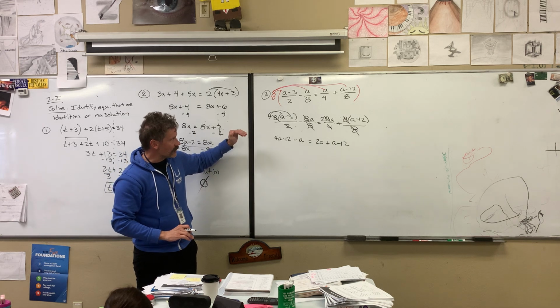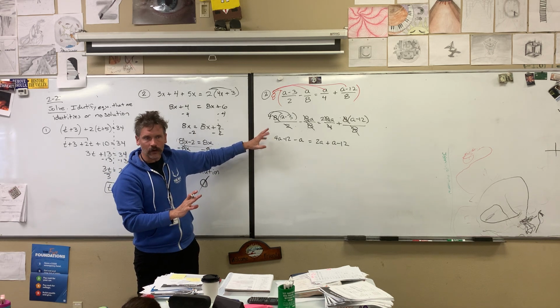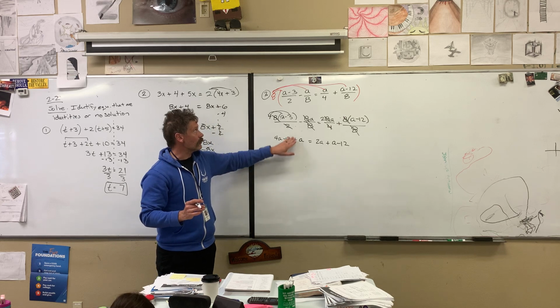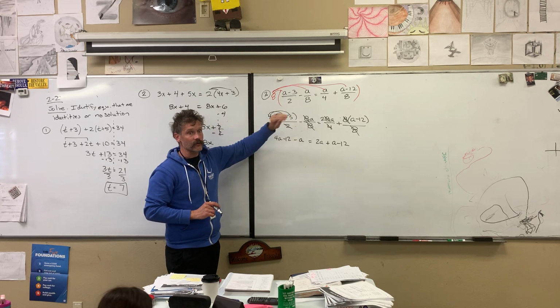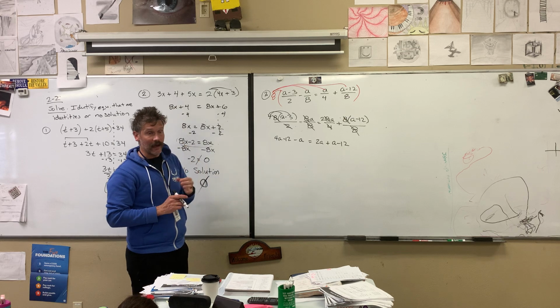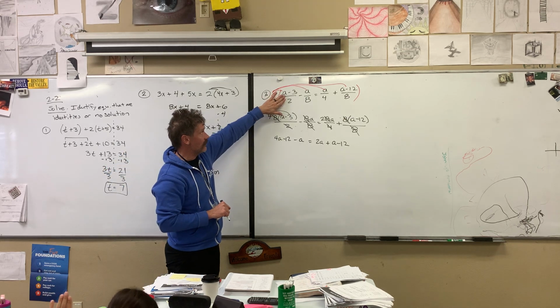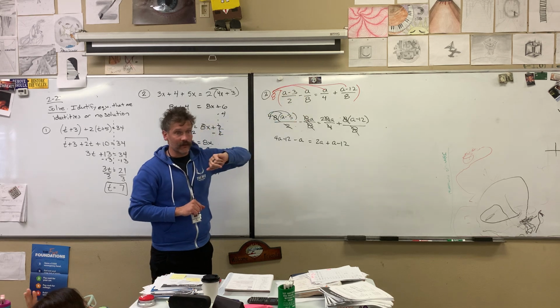Now, if you can get to here, this may still look a little complicated because you have lots of a's going on, but it's much easier looking than the original one. So that's why we multiply by the LCD of the entire thing. So if you get a fractional equation like this, multiply by the LCD.